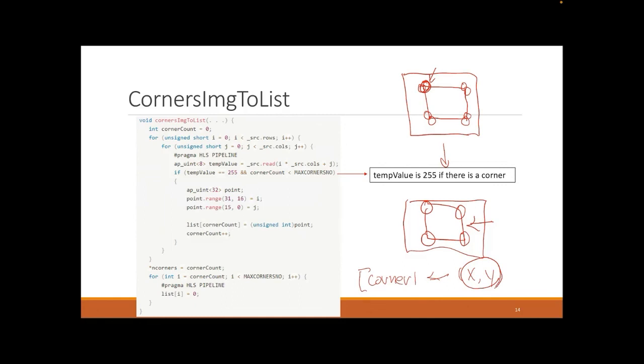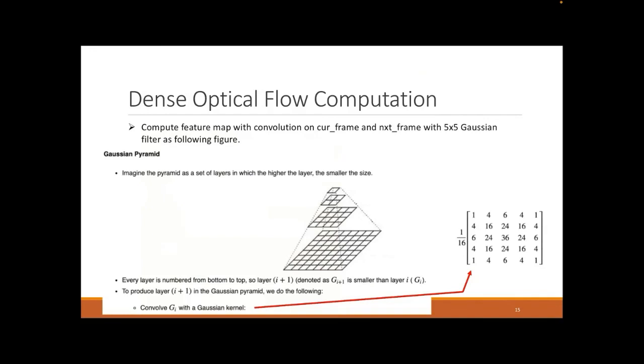Next, since we already have the corner list, all we have to do is compute the optical flow. Then how can we compute the optical flow? First, we will have to perform a Gaussian filter to extract the feature with Gaussian pyramid. So here is the example kernel used in our code.